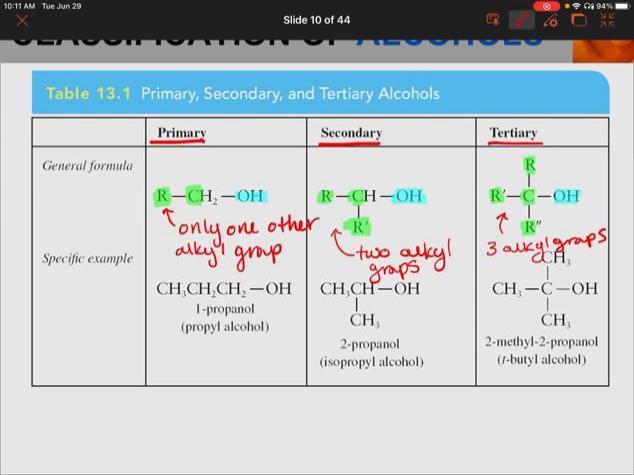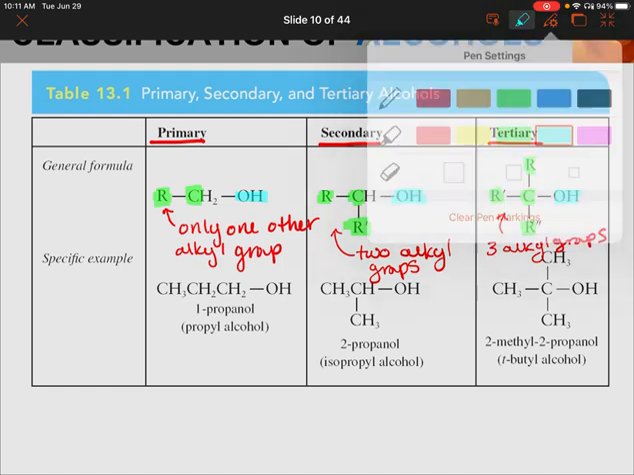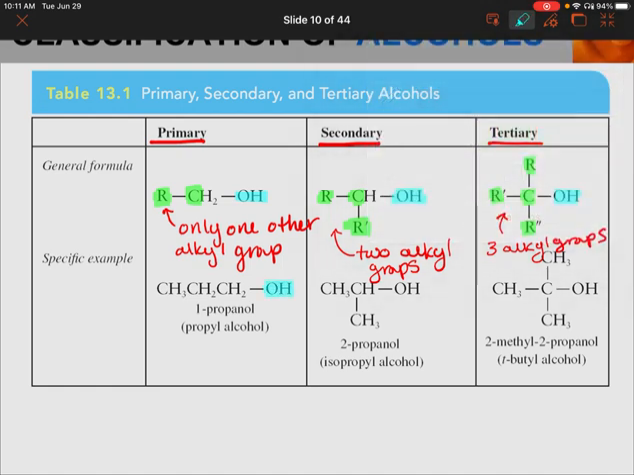For a primary alcohol, one example is 1-propanol. Notice that the alcohol is on the very end, and the carbon that it's attached to only has one other alkyl group attached. So there's just a single chain of carbons. There isn't any branching.